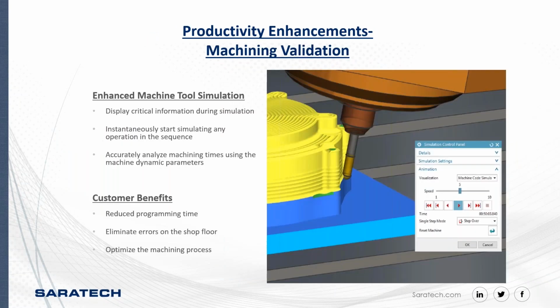So here we have some enhancements to machine validation, and they should have really labeled this as machine tool simulation, because I just showed you the verification, and this is the simulation software. They've enhanced it to display critical information during the simulation, instantaneously start simulating any operation in any sequence, and accurately analyze machining times using the machine dynamic parameters. Benefits are reduced programming time, eliminate errors on the shop floor, and optimize the machining process.